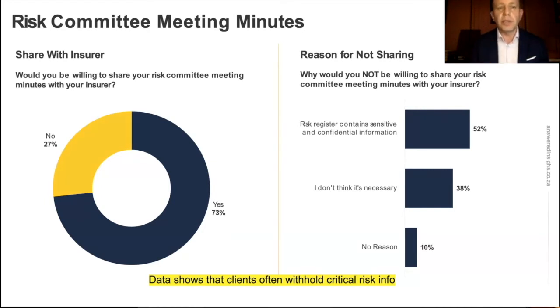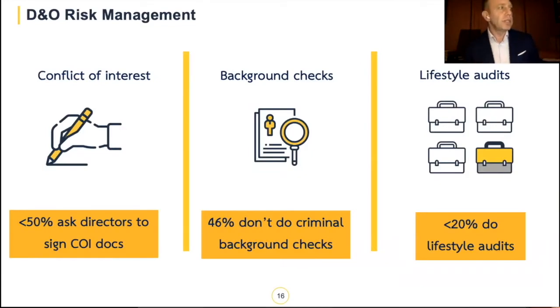Risk registers and audit committee meeting minutes give us a lot of insight into what the directors themselves are worrying about, which can really give us all a heads up on how the policy should respond and how it should be structured. Less than 50% of directors sign conflict of interest documents. As I said earlier, that's a bit of a worry because we see a lot of claims coming out where the director has a clear conflict of interest and hasn't acted in the interests of the business.